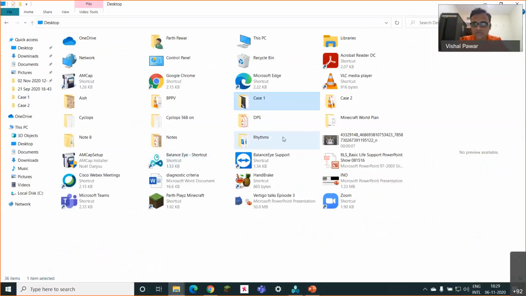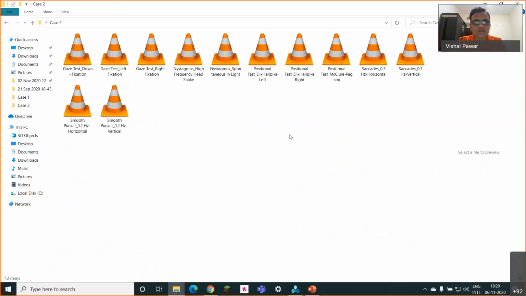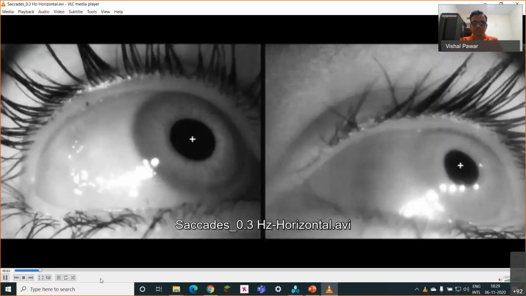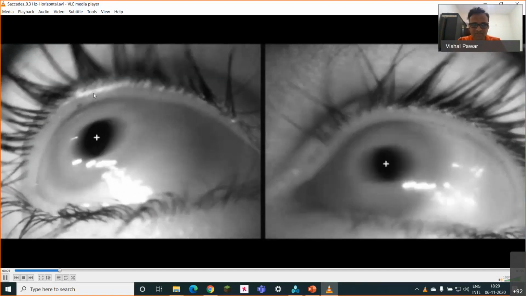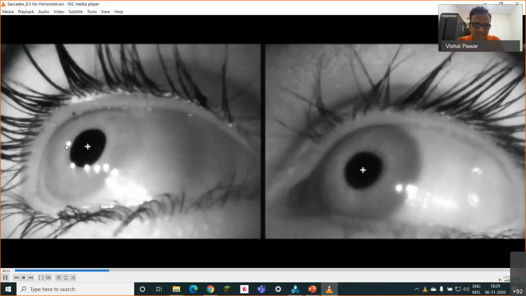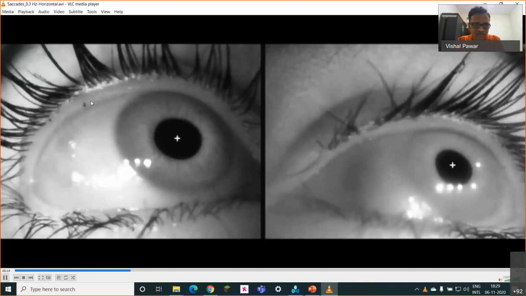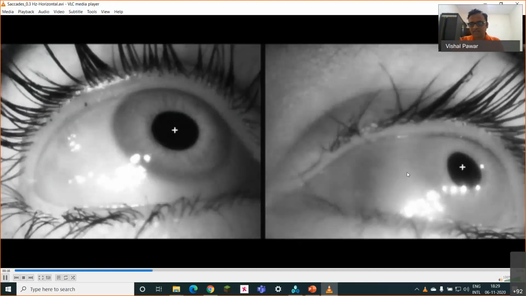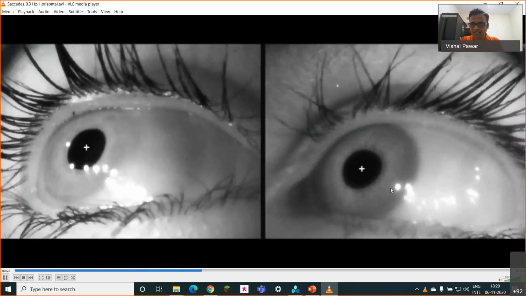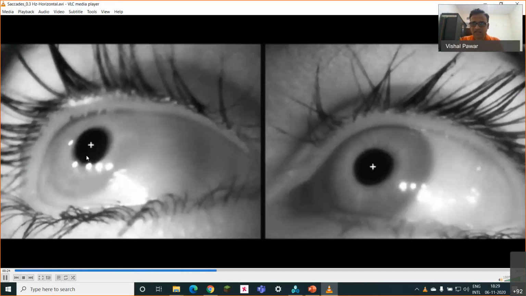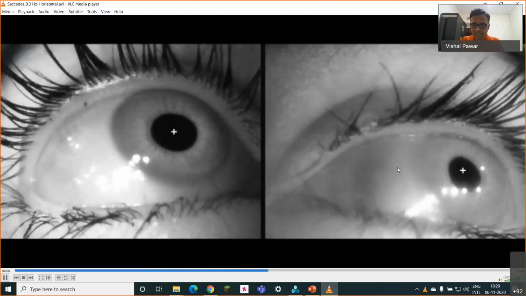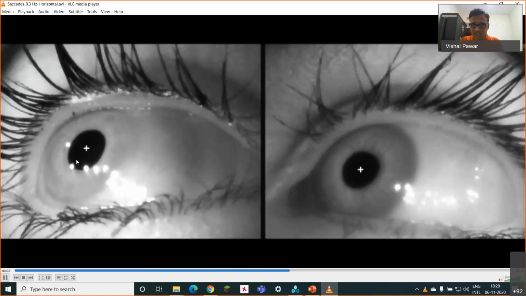I'll show you this case 2. So if you keep looking, one by one we will see. First, look at the right eye abduction. You can see there is a nystagmus, okay? Then look at the left eye adduction as compared to the right eye abduction. If you see, it is saccadic, it is slow as compared to the right eye abduction. The left eye adduction is slow as compared to the right eye abduction.